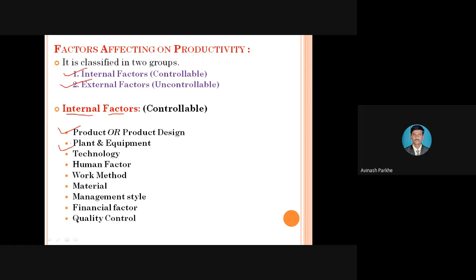And the equipments, whatever equipments we are using, or sometimes the availability of equipments. Some equipments are operated manually. Some equipments are automatically operated, maybe we can consider CNC and VMC. So which type of equipments we have to use to convert the raw material into finished goods is also considered an internal factor. It is in your organization, it is in your hand.